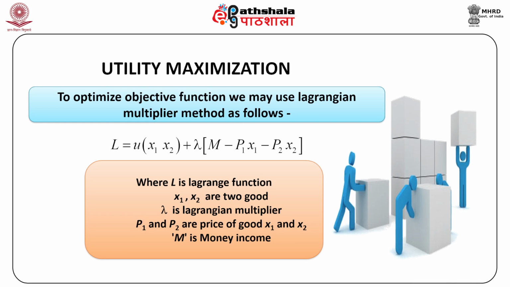To optimize the objective function, we may use the Lagrangian multiplier method as follows. L is equal to U(X1, X2) plus lambda (M minus P1 X1 minus P2 X2). This is denoted as equation number 3, where L is the Lagrange function, X1 and X2 are two goods, lambda is the Lagrangian multiplier, P1 and P2 are prices of goods X1 and X2, and M is the money income.